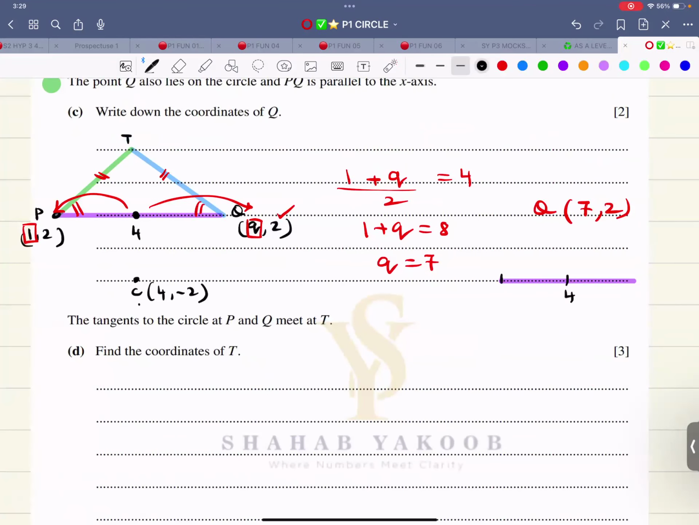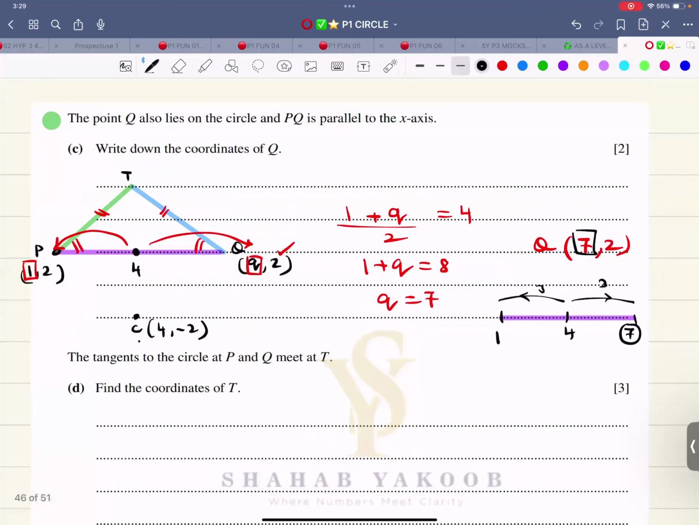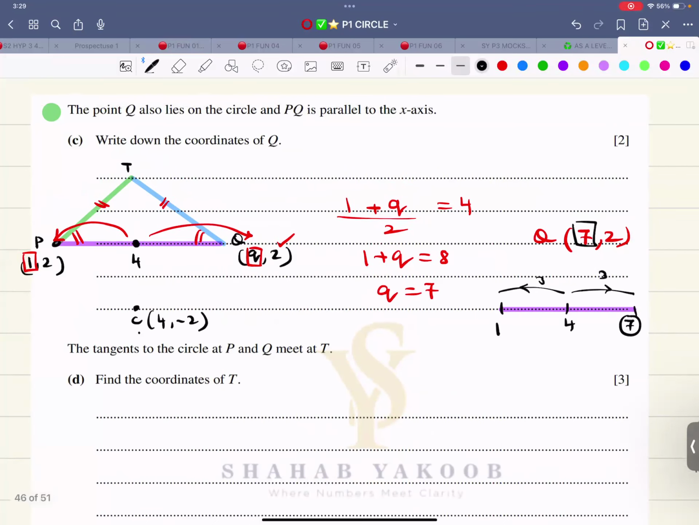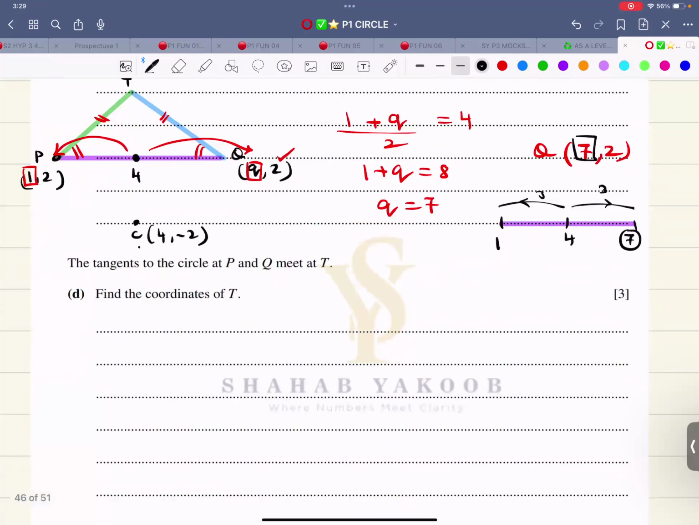So I can also do it like this. Between 1 and 4 is 3 units. It's 3 units back. So 3 units ahead, 4 plus 3 should be 7. So this 7 is the x coordinate of Q. So that was out of box thinking. So that is something which people mix up. Now they are asking us, now still another out of box thinking is there. The tangents meet at T.